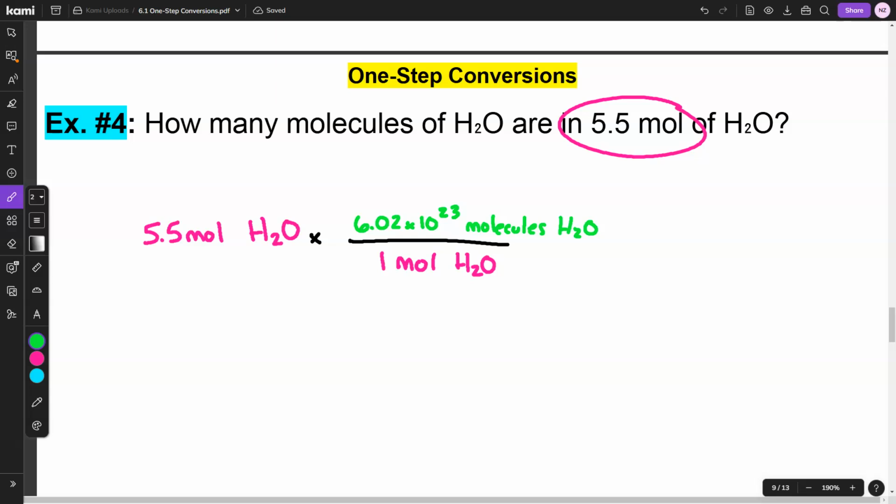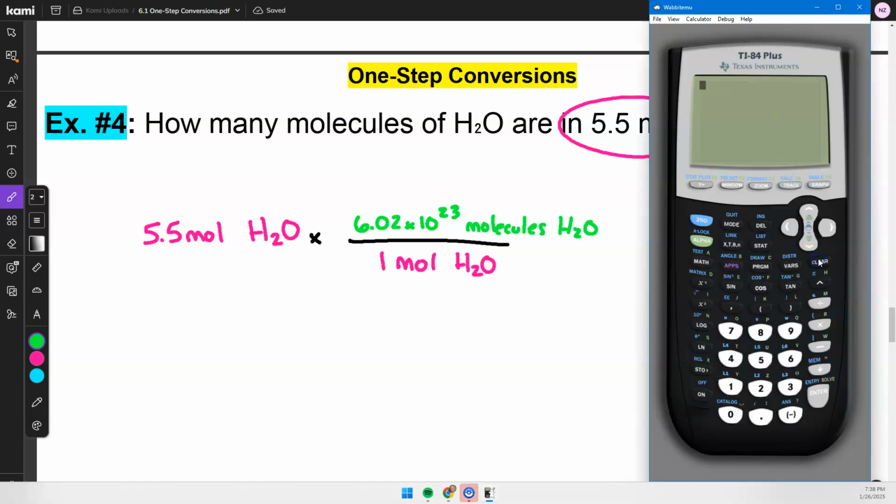Okay. Now, this time we don't get to do that little shortcut with things canceling off. So let me show you how to put this in your calculator. So 5.5, all right, times this number right here.